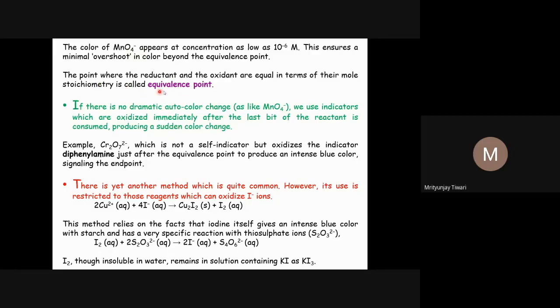We see the color of permanganate appears at a concentration as low as 10 to the power minus 6. This ensures a minimal overshoot in color beyond the equivalence point. At the equivalence point, you should understand, the number of equivalents of both the reactants are the same. This is a very important concept. It is similar to what we analyze in terms of number of moles, but the number of equivalents is more fundamental to chemistry.